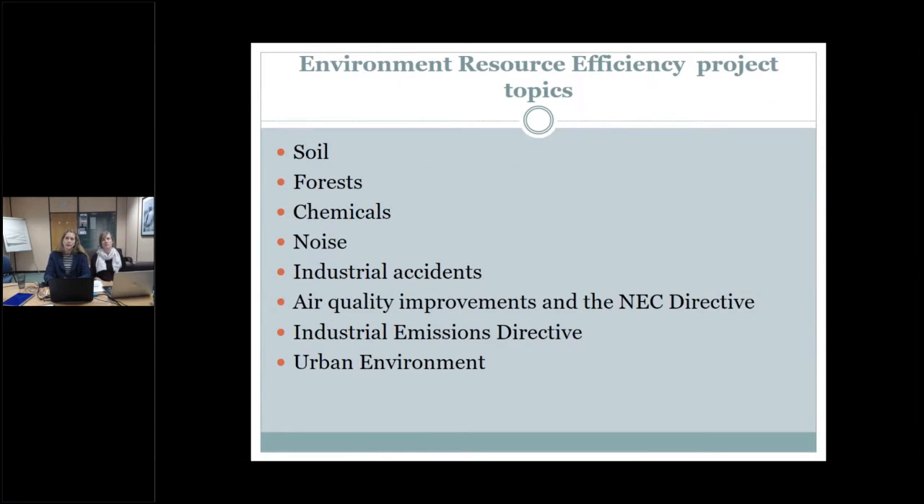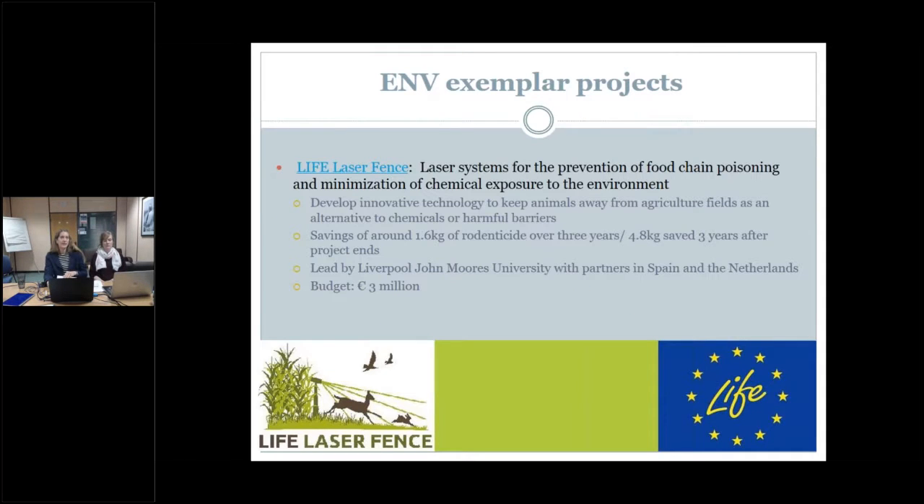Furthermore, projects which reduce noise from roads and inside densely populated urban areas and reduce the impact on the environment or human health from listed chemicals are also encouraged. Further thematic priorities include soil, forest, chemicals, noise, industrial accidents, air quality improvements, and the NEC directive, the Industrial Emissions Directive, and the Urban Environment. And these are just the topic headings, and I recommend that you have a close look at pages 21 to 30 of the 2019 guidelines if you think your project idea fits under one of these headings.